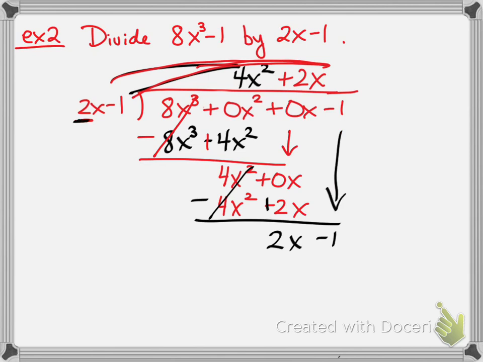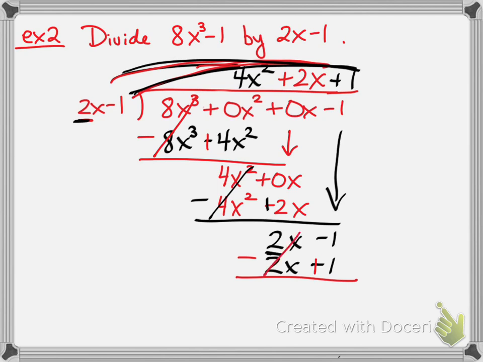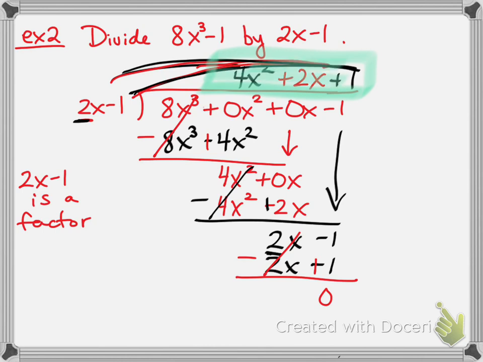What do you multiply 2x by to get 2x? 1. Distribute it. 1 times 2x. 1 times negative 1. Draw your line, change your signs. This always cancels, and this time this one did too. So that means that 2x minus 1 is a factor. And then we could be asked to take our answer here and to factor it more, to factor it completely. But they did not ask us to on this one.